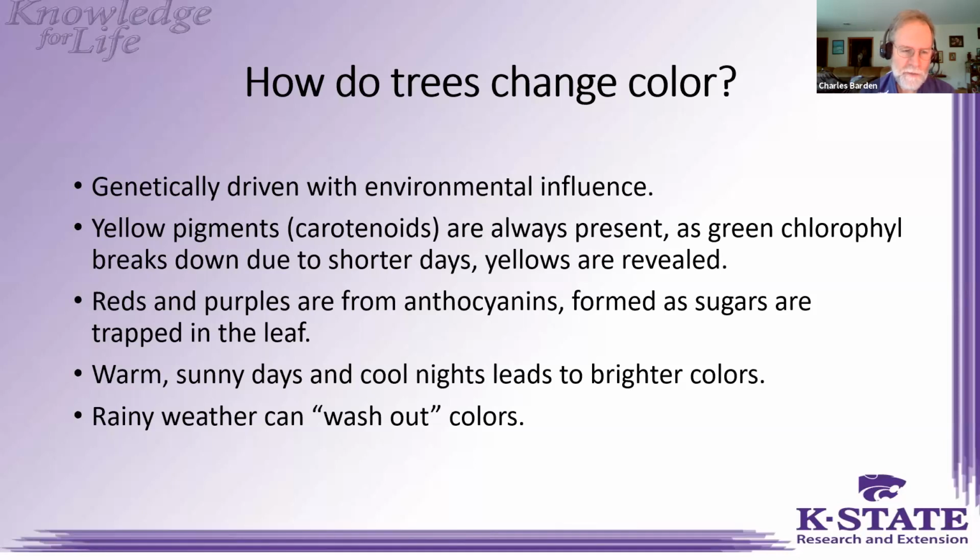So the ideal weather for this kind of development is warm, sunny days and cool nights, which lead to brighter colors, because the sunny days allow photosynthesis to occur, and the cool nights slow down respiration, so the sugar levels build up in the leaf and the excess sugars become the anthocyanins. And finally, rainy weather can wash out the colors. It doesn't really wash out the colors, like dissolve the pigments and rinse them away, but simply by having cloudy, rainy weather, you'll have less photosynthesis and you'll have less of the bright red colors being formed.